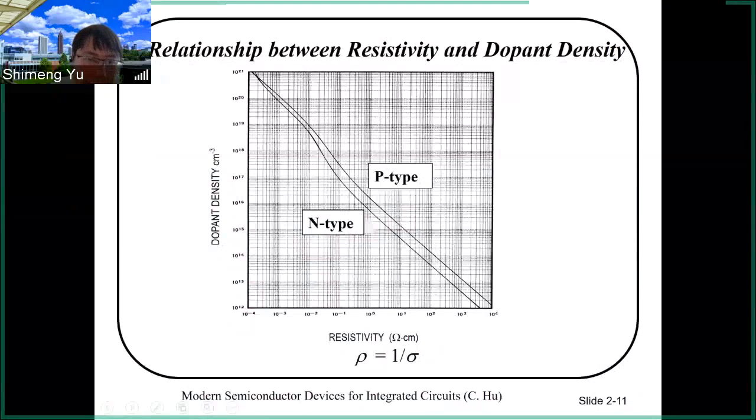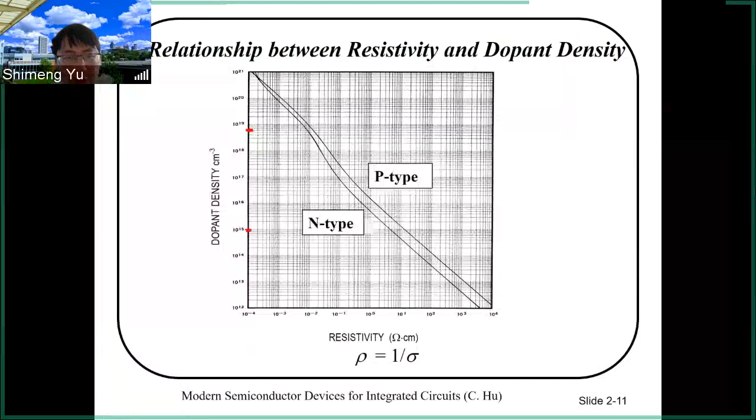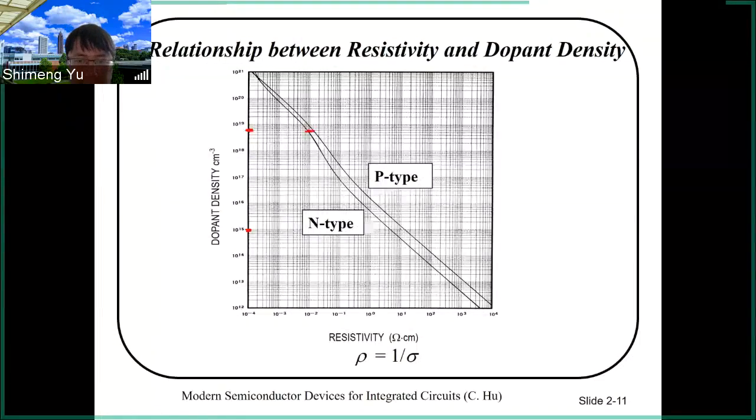So here we have the dopant density. Let's say typically we have 10 to the power 15 up to like 5 times 10 to the power 18. So in this range, we look at the resistivity change, which will be from here to roughly here. So by changing the doping density, we can change the resistivity by several orders of magnitude.